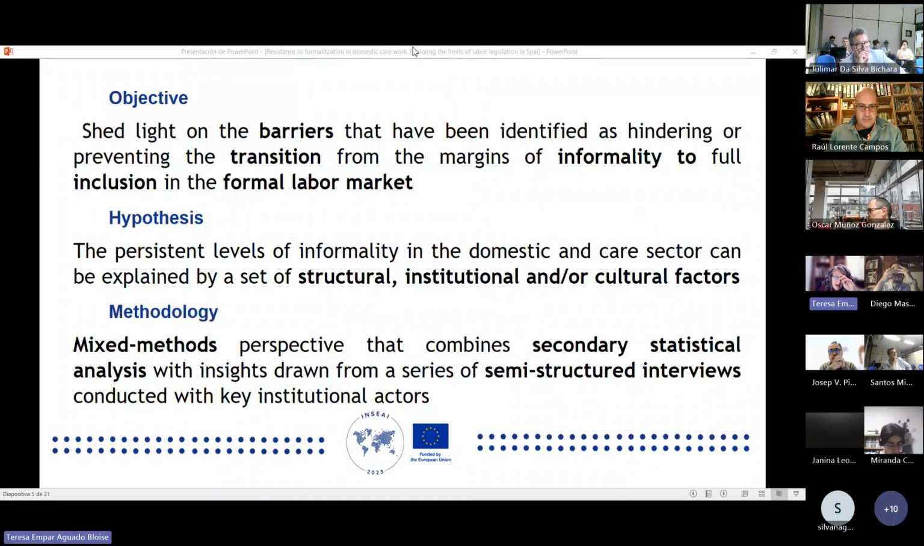Methodologically, we adopt a mixed approach combining secondary statistical analysis with semi-structured interviews. We spoke with a trade union representative, non-governmental organization professionals, a labor law scholar, and members of a domestic workers association, including women with direct experience in the sector. Together, these sources allow us to build a multidimensional understanding of the mechanisms sustaining informality.